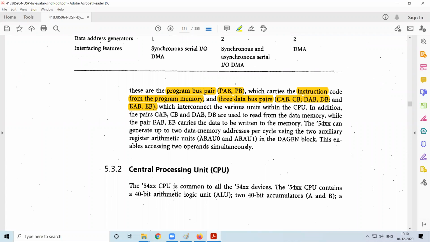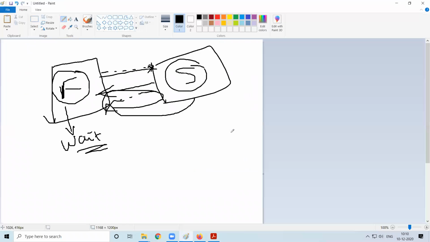So you have a total of 4 pairs: 1 pair for the program and 3 pairs for the data. Out of each pair, one bus is utilized for the address and one for the data. This is how it goes. Now here again, I specified in the discussion.